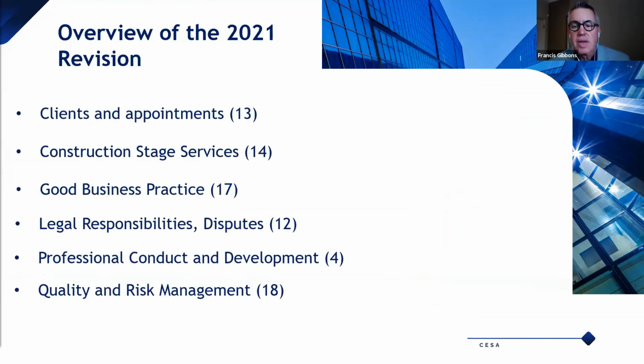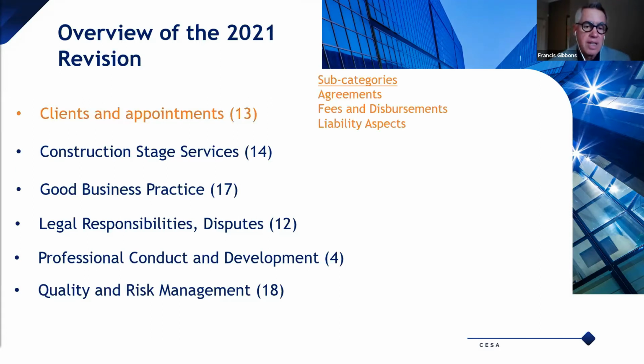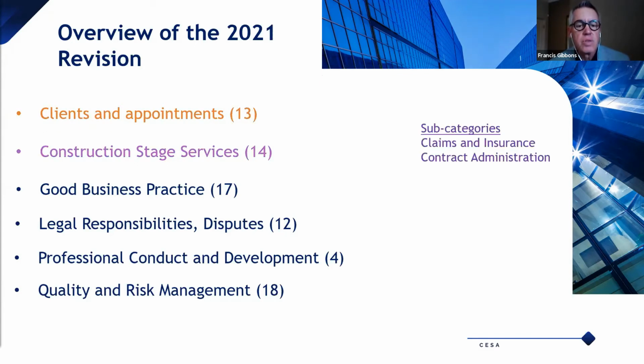Okay, so there are a total of 78 practice notes, and to make it easier to find them, they've been divided into these six categories: clients and appointments, which has subcategories: agreements, fees and disbursements, and liability aspects. Then there are the construction stage services, which have the subcategories claims and insurance, and contract administration.